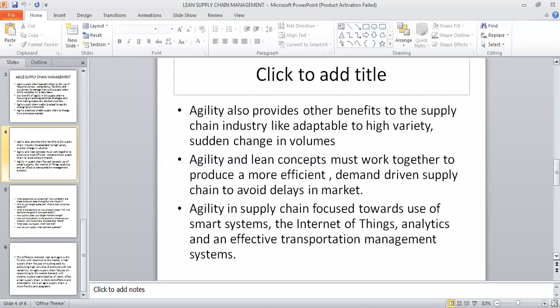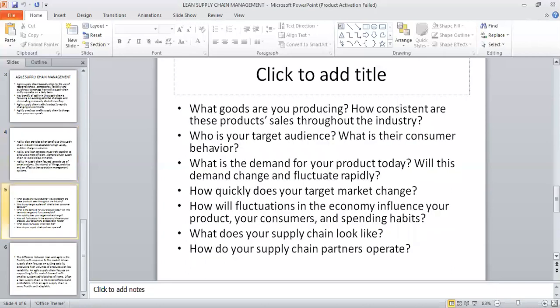Agility in supply chain focuses on smart systems, the Internet of Things, analytics, and effective transportation management systems. Like what goods you are producing, how consistently you are going for that, who is your target audience, what is the demand for your product today, how quickly your target market changes, how fluctuations in the company will influence your consumers' spending habits, what your supply chain looks like, and how your supply chain partners operate. All these questions are considered in agility.